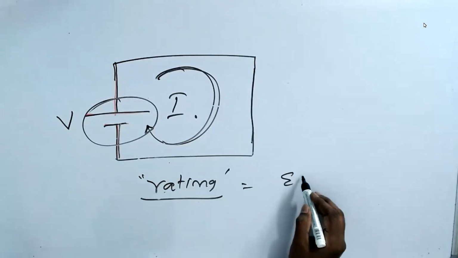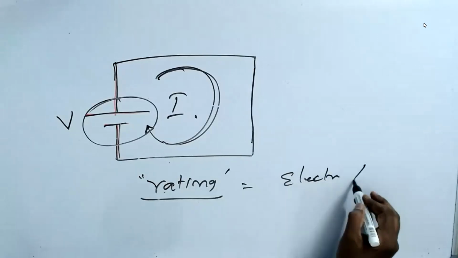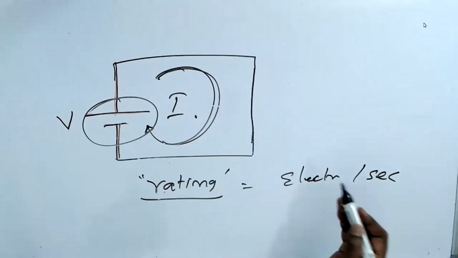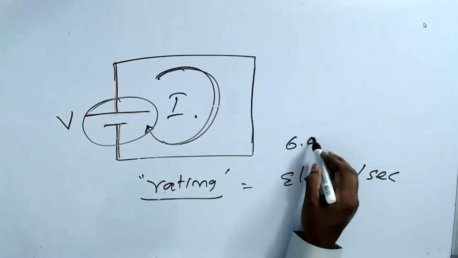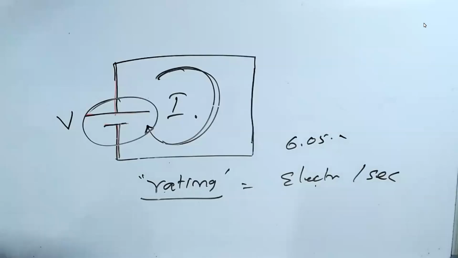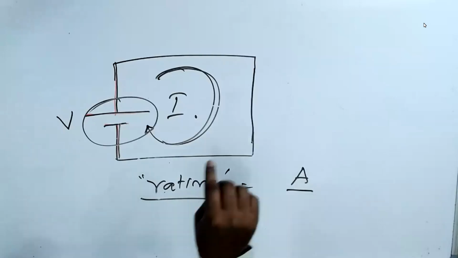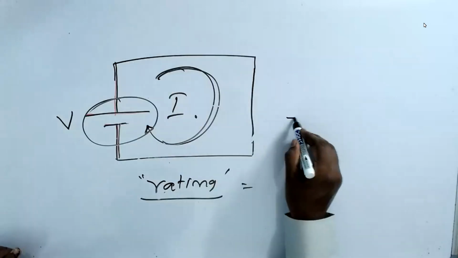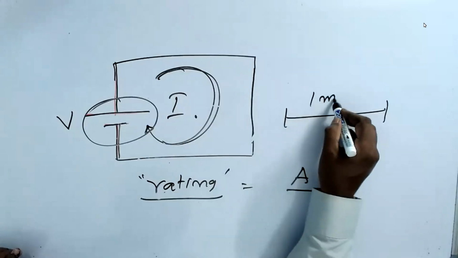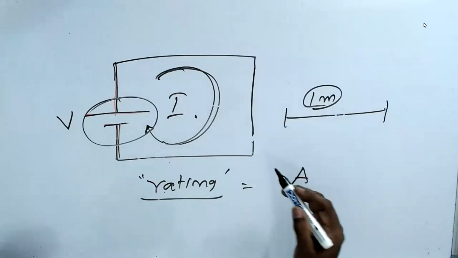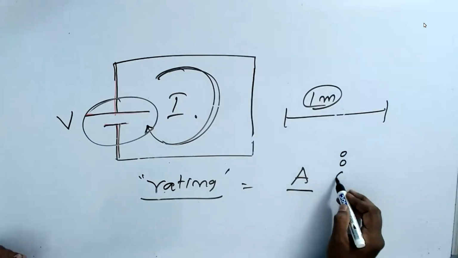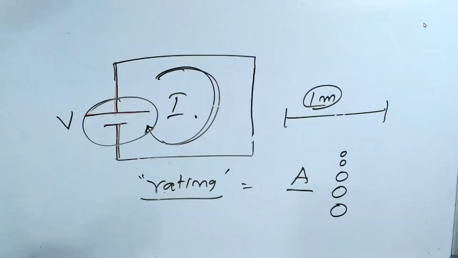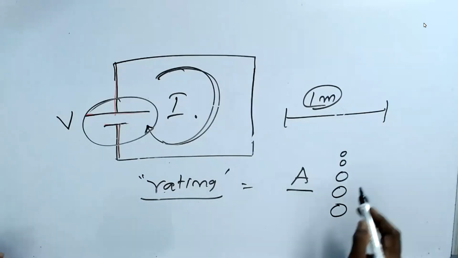Number of electrons per second. But that will be a big number, like 6.052 into 10 power 18 and so on. So they say it in terms of ampere. In terms of ampere, they will tell you. For example, for this wire, they will tell you for 1 meter of wire, the diameter of the wire, big, small, everything. They call this the gauge.